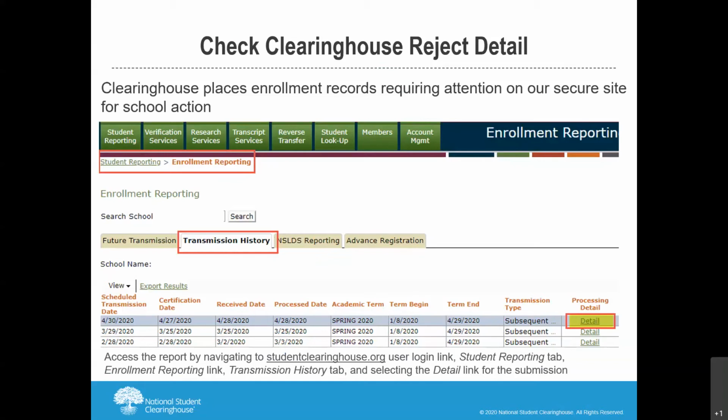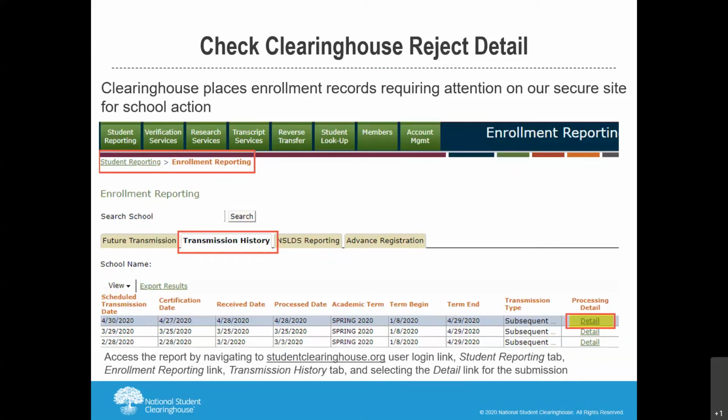We need to find this record. Sometimes what we find is that the student was a reject detail record. And the reject detail record deserves more attention than I think we speak to enough. We can't talk about this enough, in my opinion, because these records can go amiss.